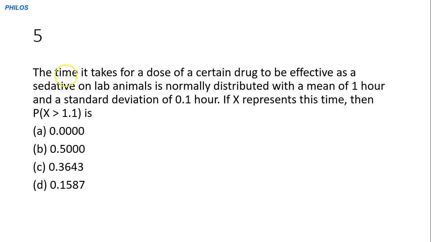So let's proceed. Question 5 says, the time it takes for a dose of a certain drug to be effective as a sedative on lab animals is normally distributed with a mean of 1 hour and a standard deviation of 0.1 hour. If x represents this time, then probability of x greater than 1.1 is. So to do this, we need the z-score. So to find the z-score, we say z is equal to x minus mean divided by standard deviation.